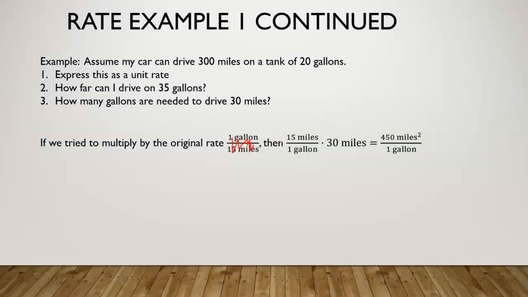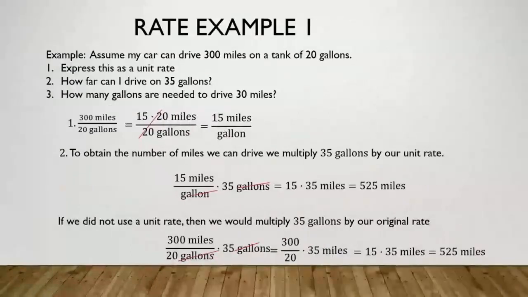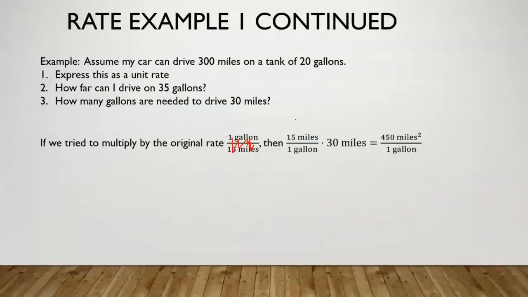So this is actually what we want to multiply by. But if, for some reason, we multiply by the original rate, 15 miles per gallon, well, what happens? This is what's going to happen. You get 450 square miles per 1 gallon. Well, that doesn't make any sense, at least in the context of the problem.